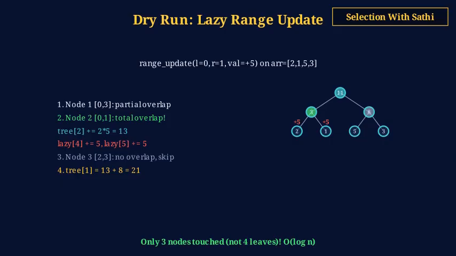Right child 3 to 5, partial overlap. Recurse. Node 3 to 4, total overlap. Add 3 times 2 equals 6. Mark children lazy. Node 5 to 5, no overlap, skip. Total, only 7 nodes visited instead of updating 4 leaves individually. The lazy values will be pushed down only when those children are queried later.